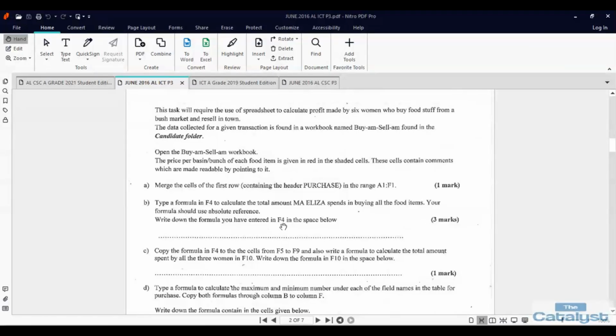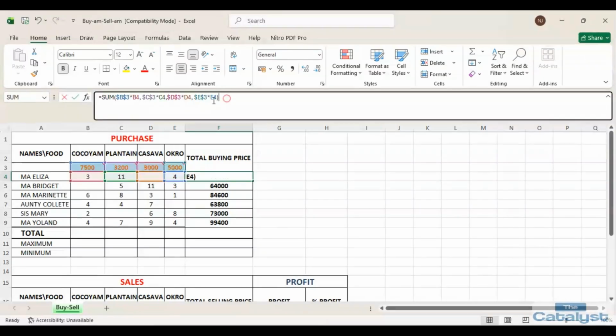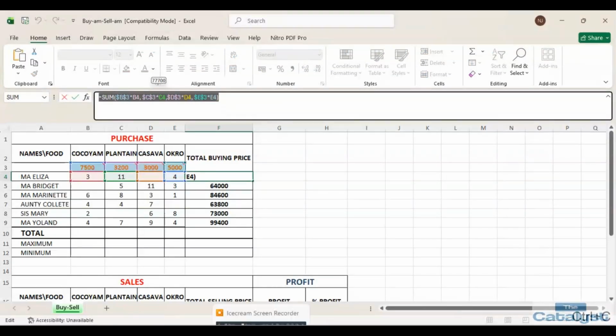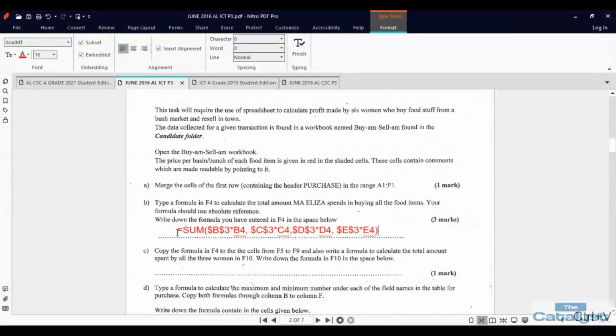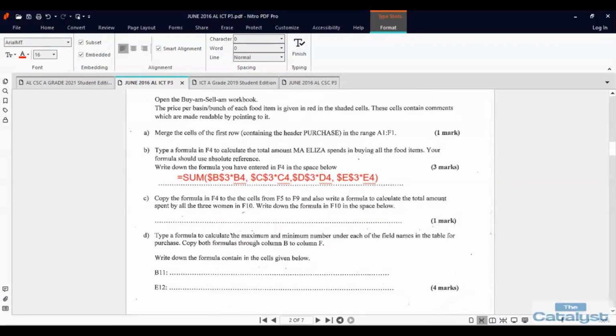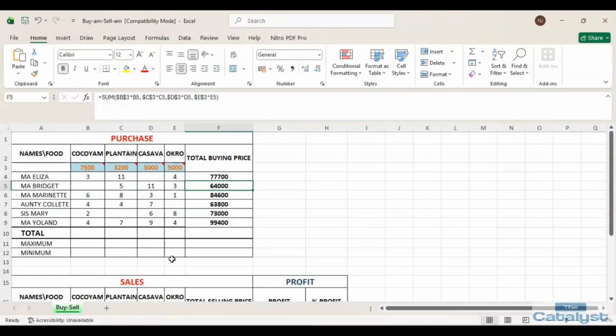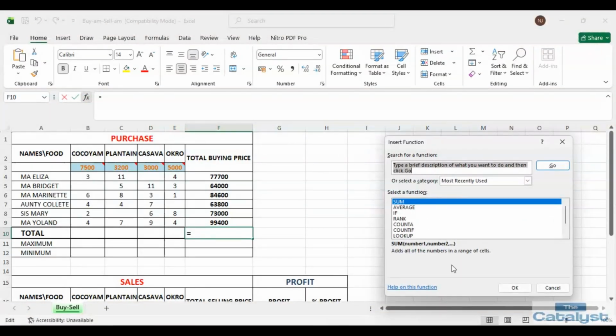Now we're supposed to put the formula that was used in F4. We're supposed to copy it or write it down here. Very good. Now copy the formula in F4 to the cells from F5 to F9, and also write the formula to calculate the total amount spent by all the 3 women in F10. Okay, let's go to F10 and see. F10, this one, total amount spent by all the women. It's simply the sum of the amounts.